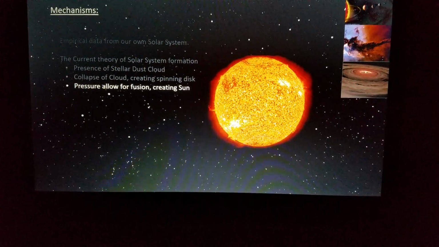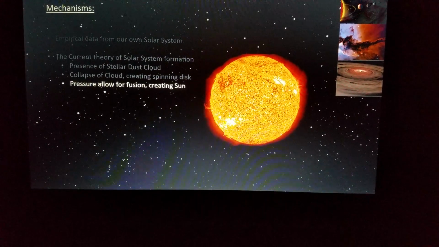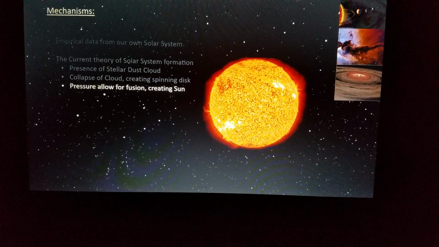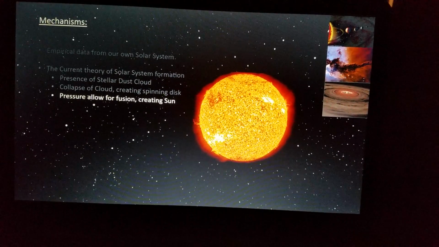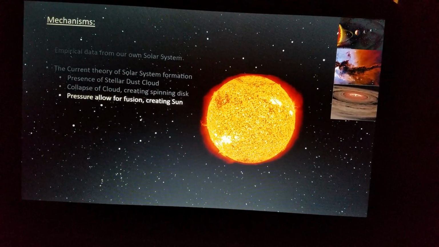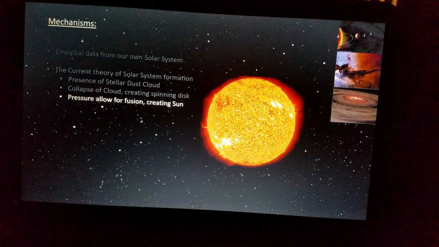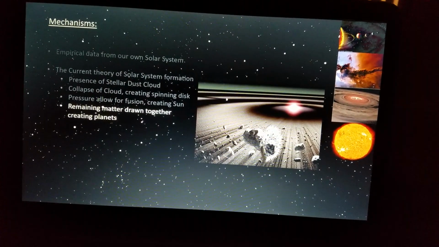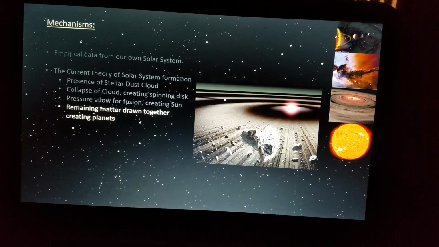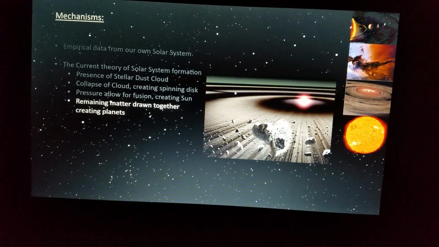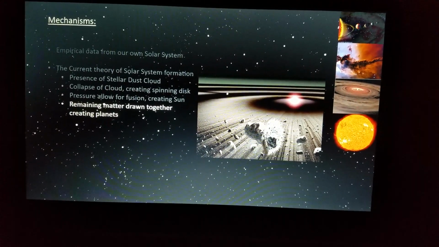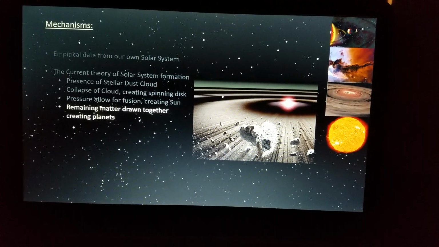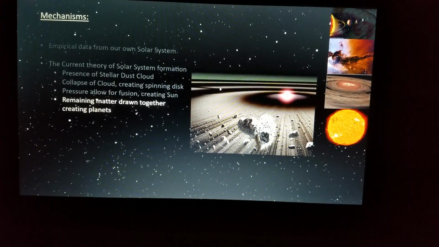The pressure from the collapse allows for fusion between hydrogen atoms to create helium, which fuels our sun, as we all well know. The sun then continues to use more material, but the remaining material and matter is drawn together, creating planetesimals, and thus the planets that we know today. And this is the primary theory of how planets and thus solar systems are formed.